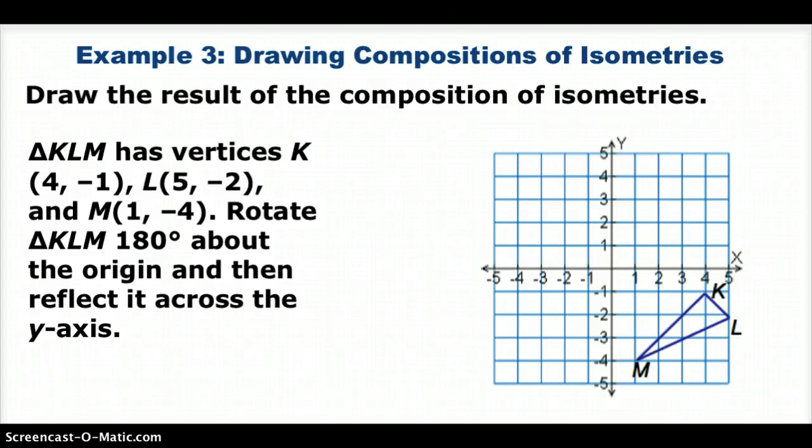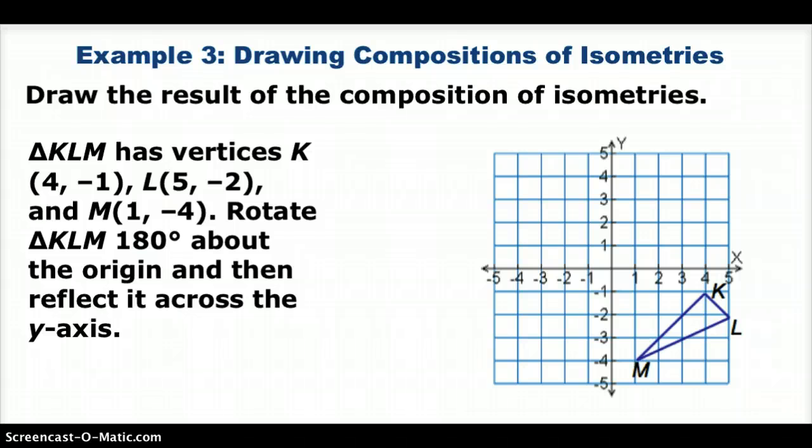In the final two examples here, we're really looking at a composition of rigid motions. The book calls those isometries. I just like to call them rigid motions, but it asks us to draw the result of the composition of these rigid motions.